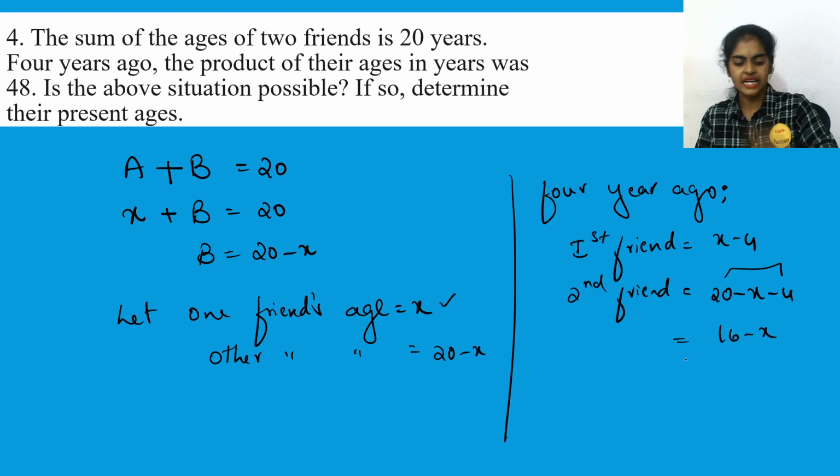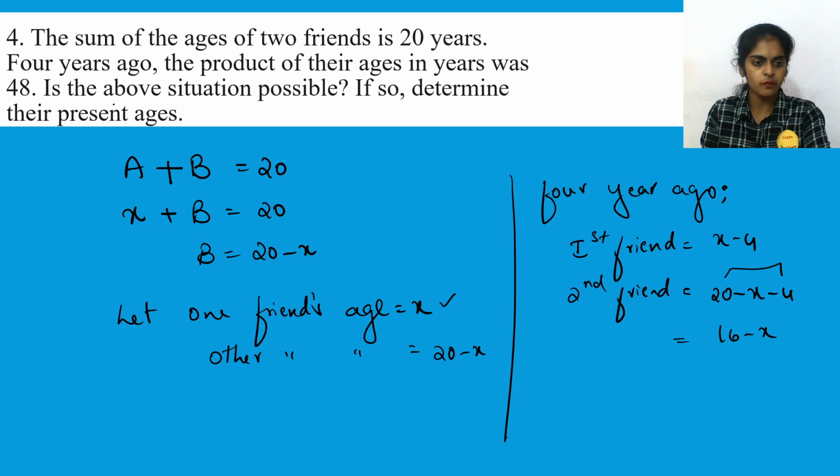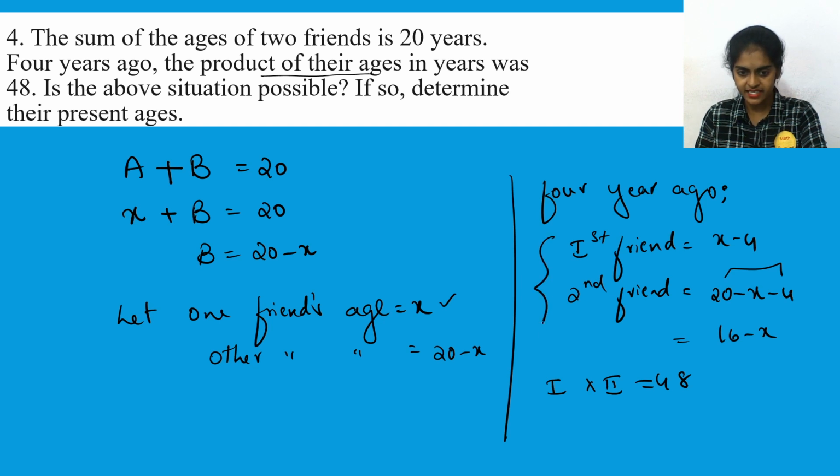Clear till here? Now see the next condition given to you. The product of their ages 4 years ago is 48. So if I multiply the age of the first friend into the second friend, the product is 48. So 4 years ago, the friends' ages are X minus 4 and 16 minus X. So the product I have to take. So (X minus 4) into (16 minus X) is 48.